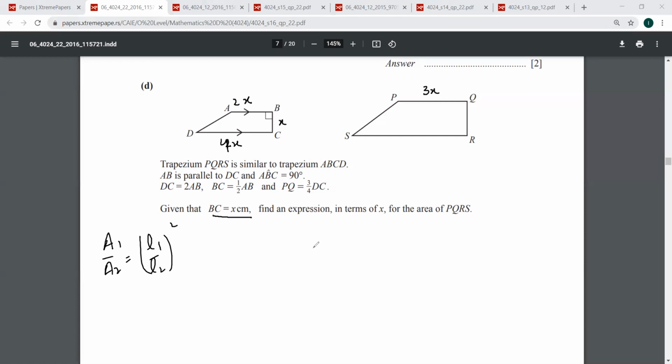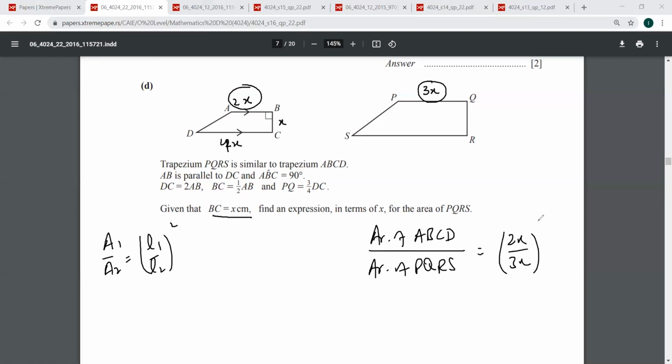First of all, before I find this area, you must see that since they are both similar to each other, the ratio between their sides is 2 by 3, because this is 2x and this is 3x. Okay, so I can say that area of ABCD over area of PQRS is equal to 2x over 3x whole square. I can cancel out these x.